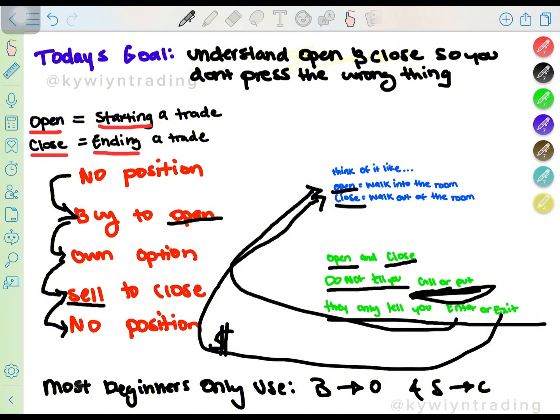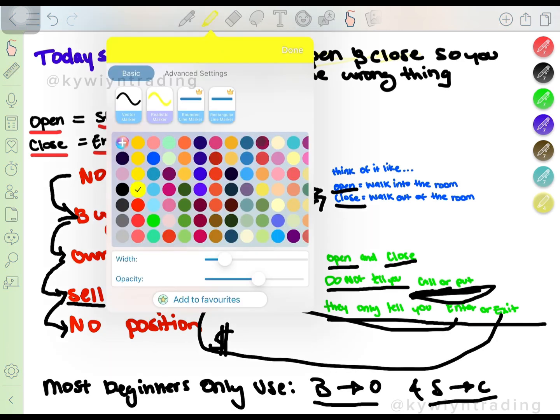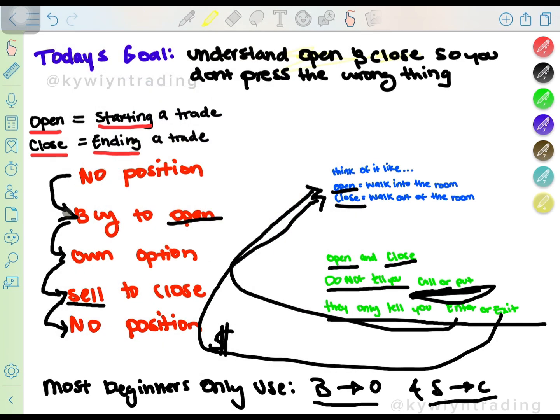So for this lesson, understand that most beginners mostly only use buy to open and sell to close. That is literally what we talked about here, buy to open and sell to close. So I'm going to highlight that again for you here. This buy to open and this sell to close is the same thing as the buy to open and sell to close that we have down here. Everything else is pretty much more advanced.